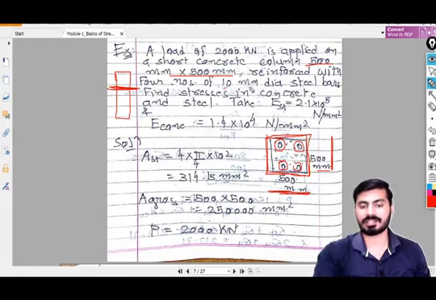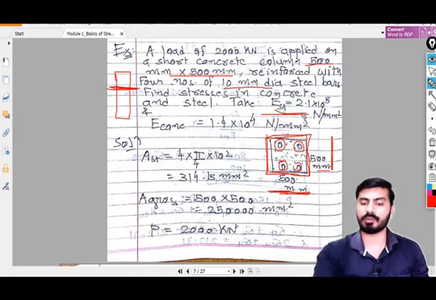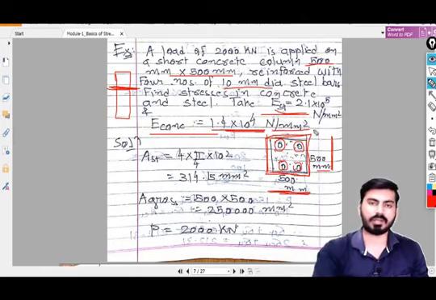Now the diameter of the circle is already provided as 10 mm, so we can calculate the cross section area. Take Young's modulus for steel as 2.1 into 10 raised to 5 and for concrete as 1.4 into 10 raised to 4 Newton per mm square. So this is all about the given data.